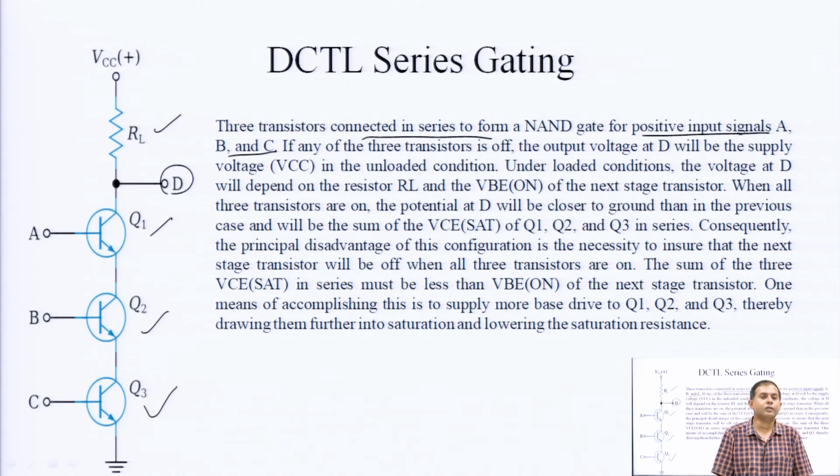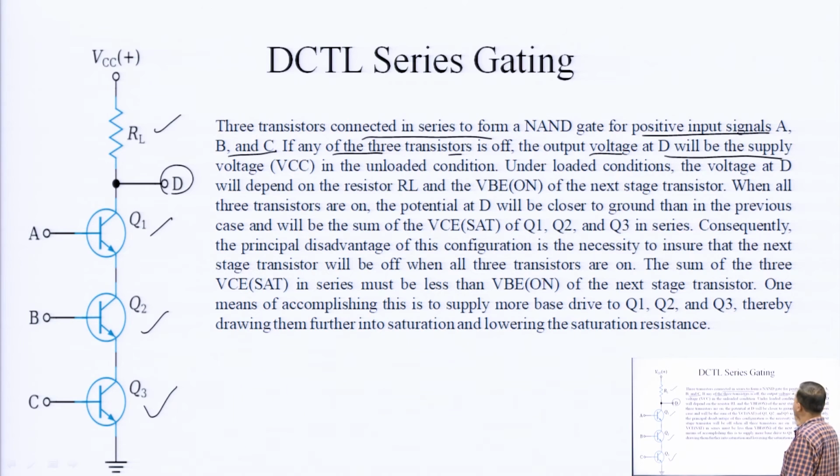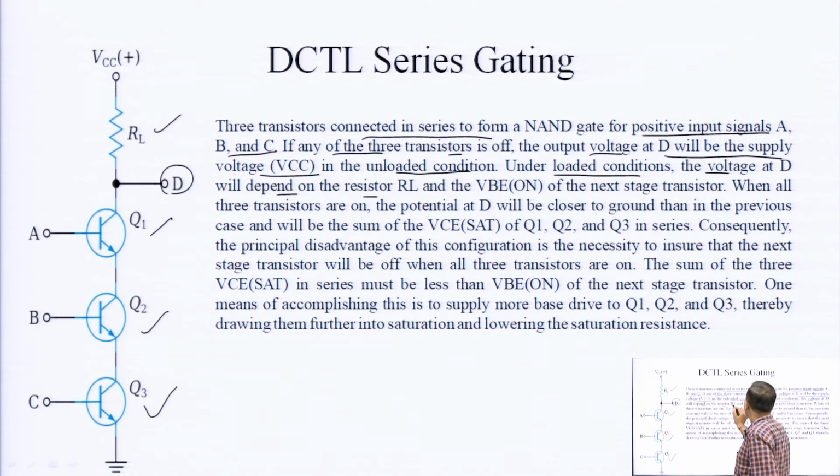Previously, we used DTL logic for explaining the NAND gate. Here we are using DCTL, so the number of resistors is very small. There we used 3 resistors, here only 1. Okay, so let us start. If any of the 3 transistors is off, the output voltage at D will be the supply voltage VCC in the unloaded condition. Under loaded condition, the voltage at D will depend on the resistor RL.